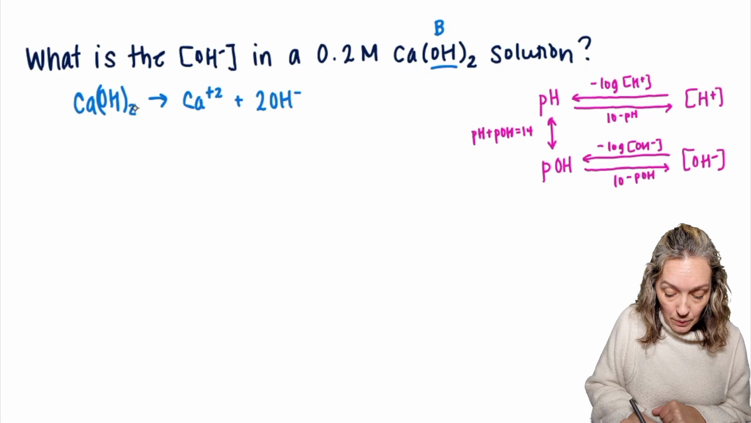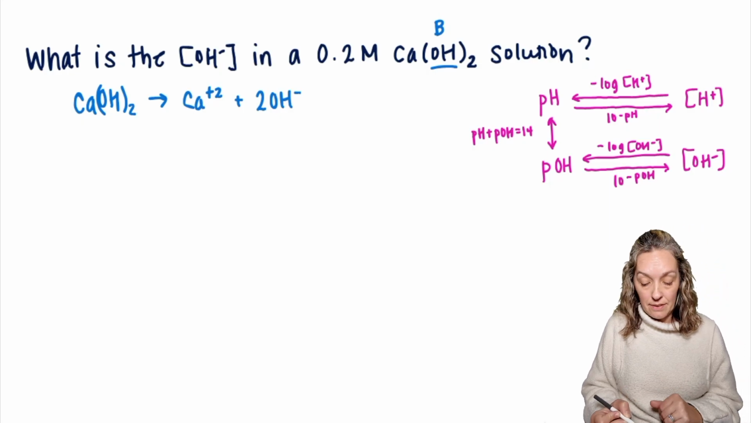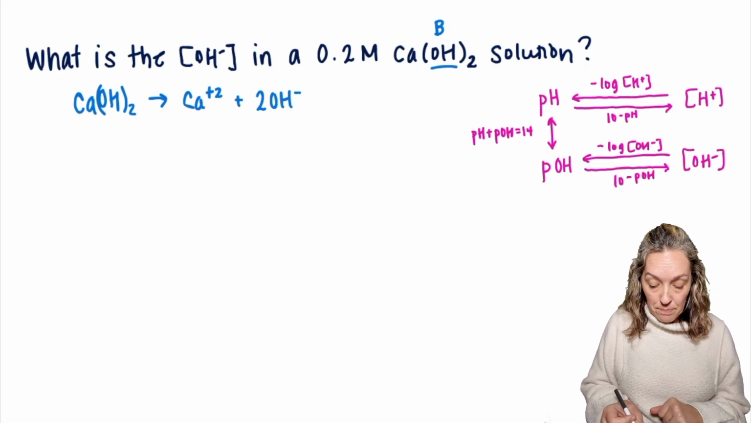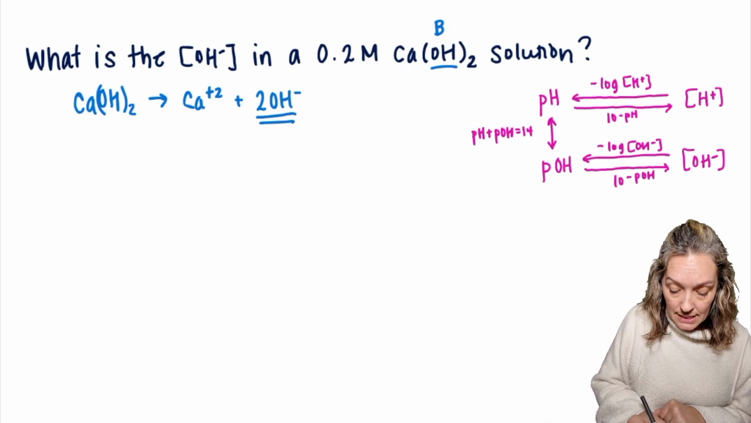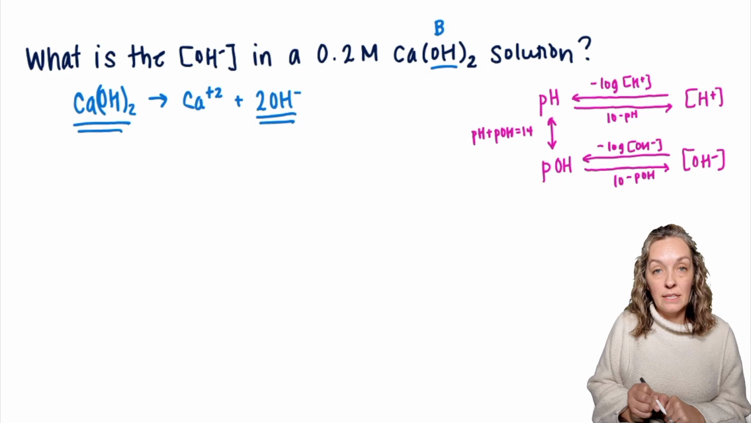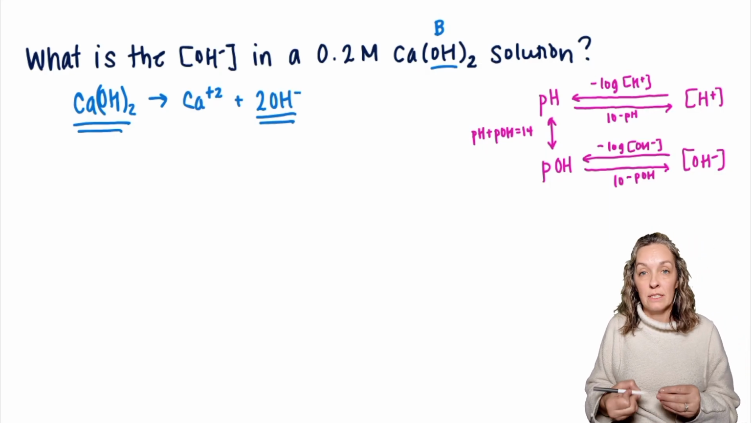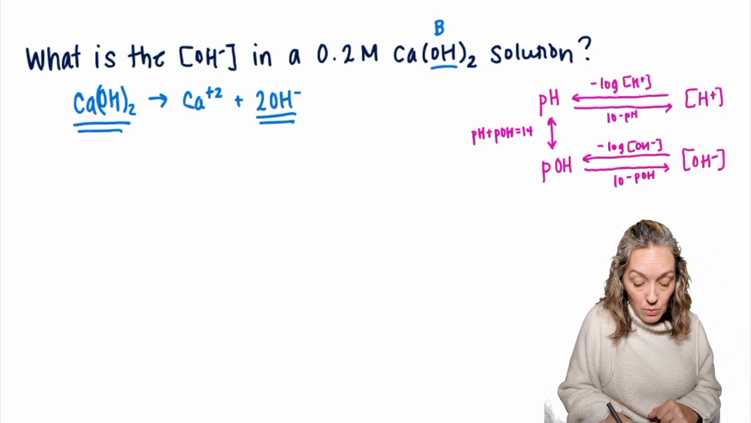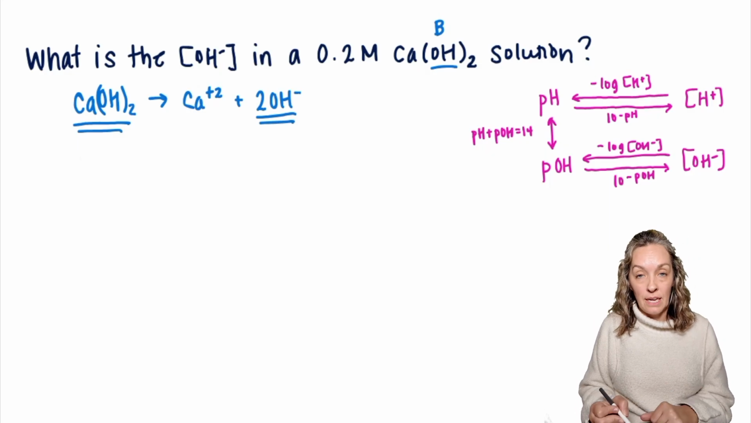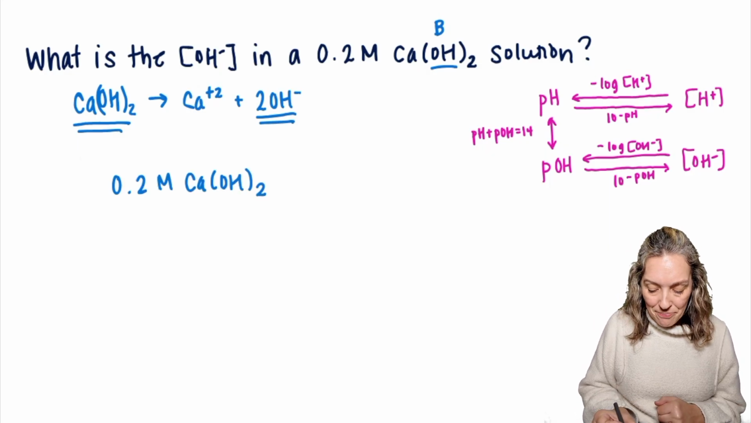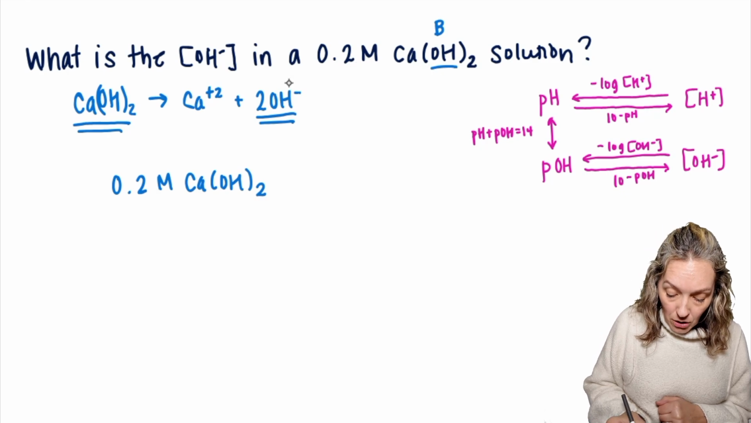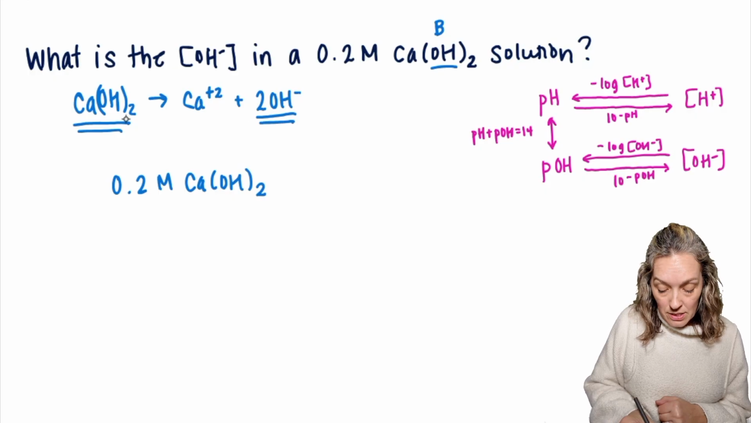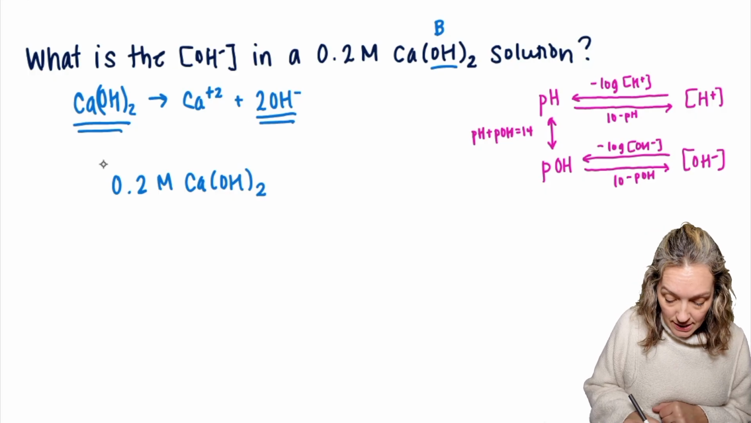There are going to be 2 OH minuses for every 1 calcium. This is important because now my concentration of OH minus is going to be double the concentration of the original calcium hydroxide, since I get 2 OHs for every 1 Ca(OH)2. From the problem, I know that the molarity of Ca(OH)2 is 0.2, but I also know that I'm going to get 2 OHs for every 1 calcium hydroxide.